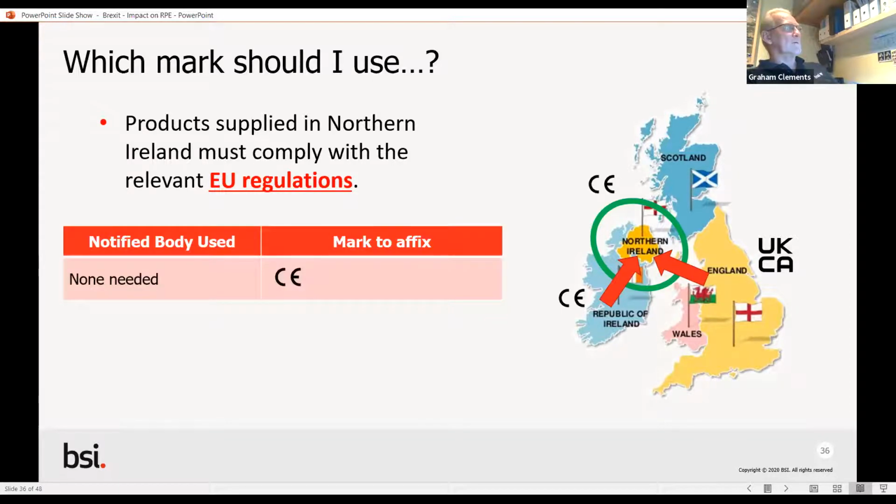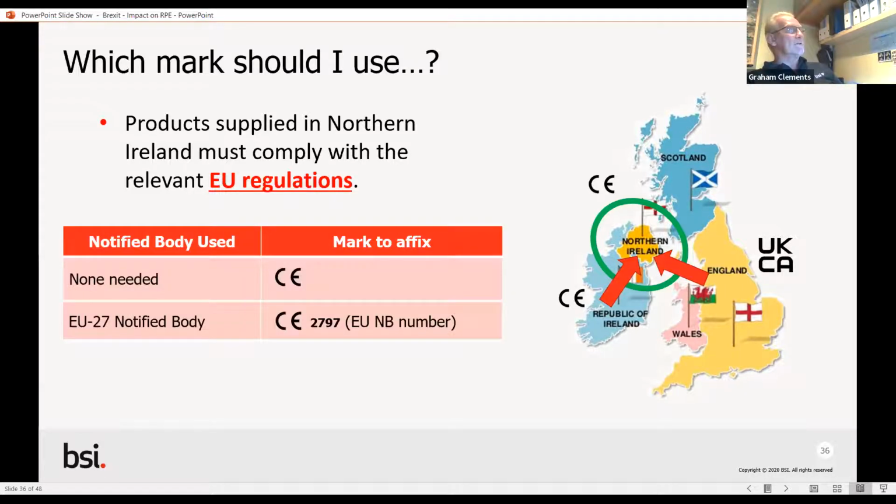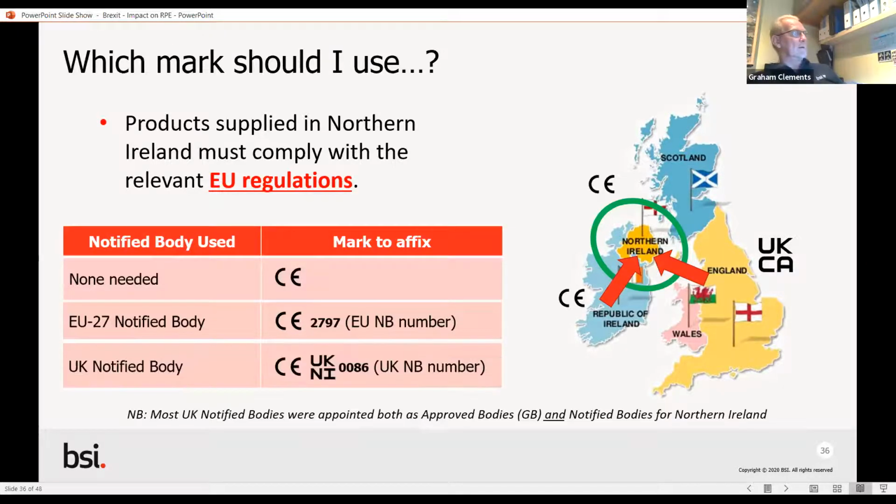So if a notified body isn't needed, it's self-declaration for the CE mark. If it's an EU 27 notified body, it will be the CE plus the number. If it's a UK notified body, it could be the CE UKNI with the UK notified body number. Yeah, it could just be CE and UKCA, and it will be valid for Northern Ireland.